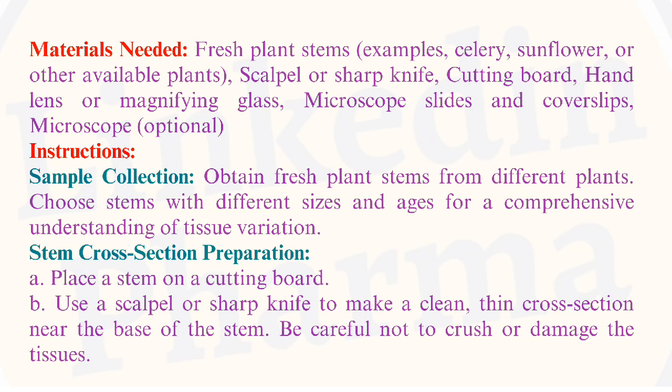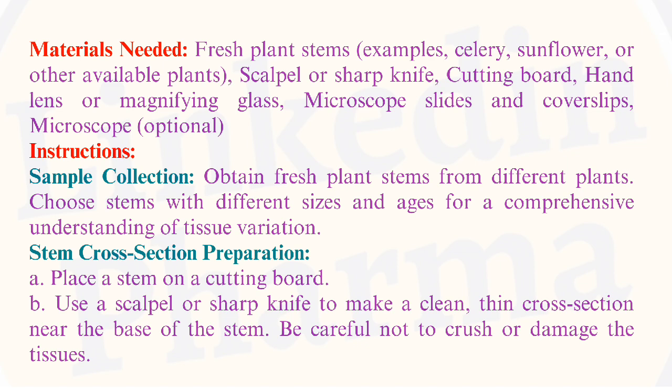Materials needed. Fresh plant stems, for example celery, sunflower, or other available plants, scalpel or sharp knife, cutting board, hand lens or magnifying glass, microscope slides and cover slips, microscope optional. Instructions. Sample collection. Obtain fresh plant stems from different plants. Choose stems with different sizes and ages for a comprehensive understanding of tissue variation.